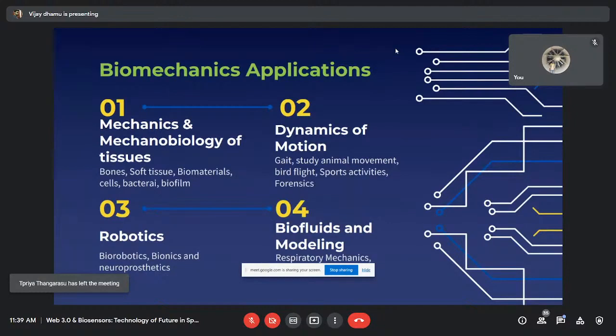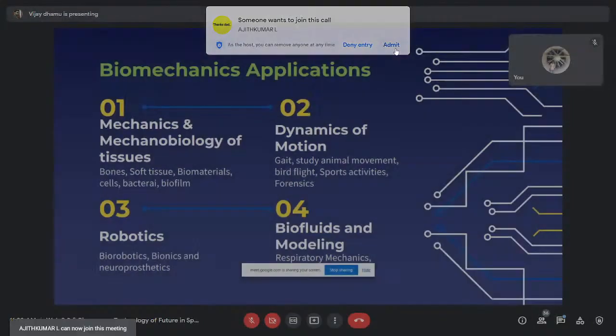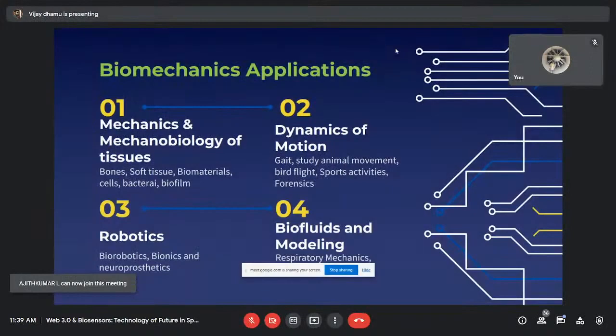Okay. So biomechanics application. Biomechanics can be applied in mechanics and mechanobiology of tissues. So, like, we can study the structure or mechanical properties of bones, soft tissues, biomaterials, cells, bacteria, biofilm. So soft tissues is nothing but your heart, lungs, liver. All those are considered as soft tissues, and hard tissues are nothing but muscles.